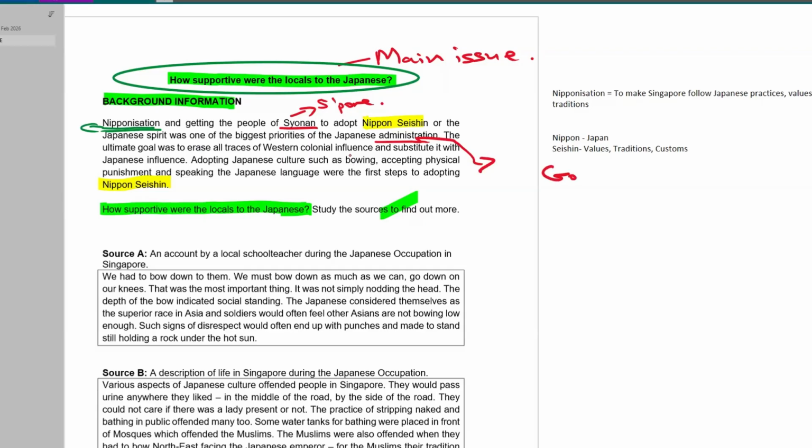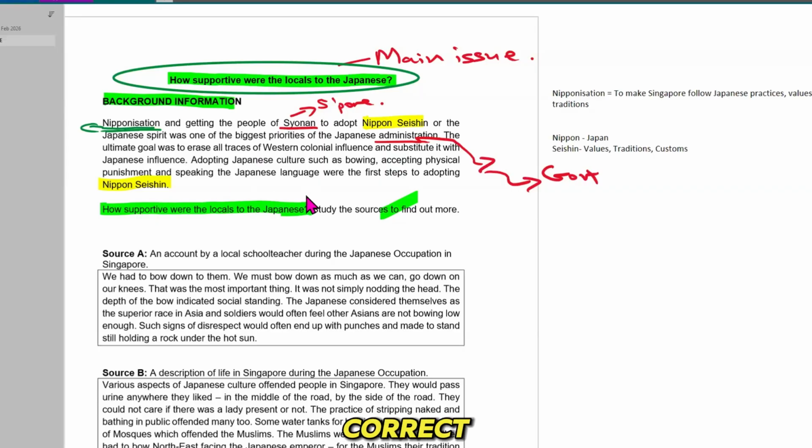Okay. The ultimate goal was to erase all traces of Western influence and substitute it with Japanese influence. Adopting Japanese culture, such as bowing, accepting physical punishment, and speaking the Japanese language, were the first steps to adopting Nippon Seishin. So the Japanese wanted the people to do all this, basically. All right. But the main issue is, were the locals happy with this or not? Were they happy with this? Okay. So make sure you understand background information. Never skip it. Always understand. Read it carefully.